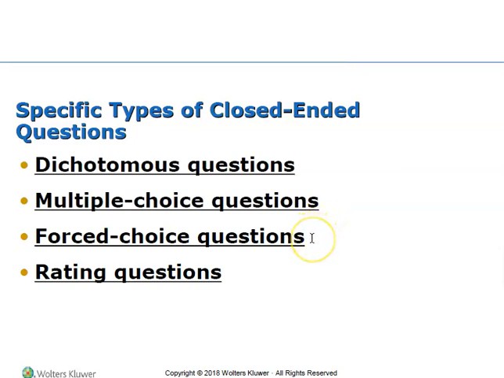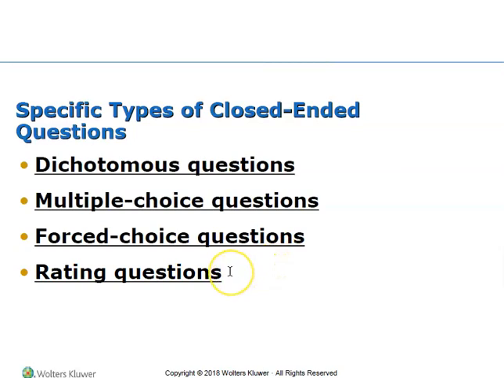A forced choice question usually is asking about your attitudes, opinions, beliefs, feelings about something, and they purposely force you to choose a side. So they don't give you the neutral or neither yes or no. You either have to be pro or con, for or against something, and they force you to choose a side with that type of question.